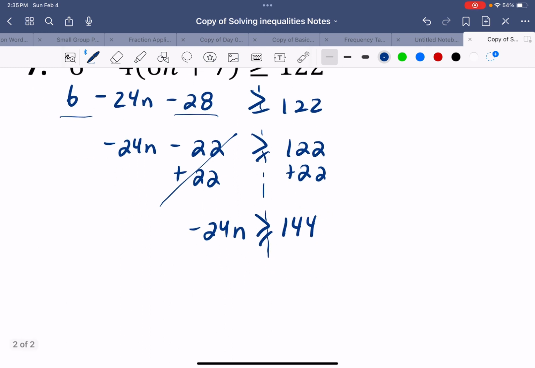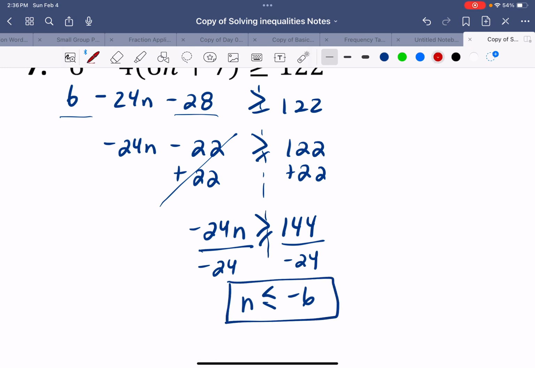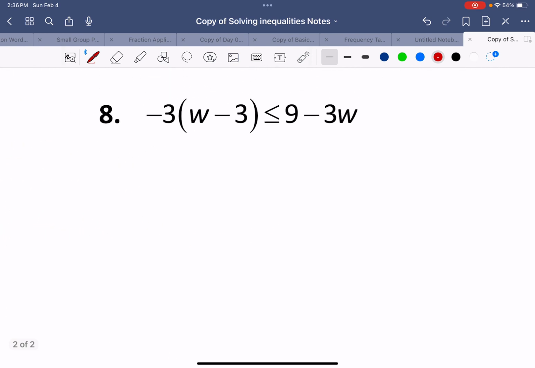Now, if you plug this next piece into your calculator, because I have these two together here, this is a negative 24 times n, so I have to divide both sides by negative 24, and I'm left with n is, don't forget, flip your signs, greater than or equal to negative 6. Okay, so I'm going to do another reminder. Flip your sign. Okay, don't forget to flip. This is what's going to make you flip. Flip, flip.